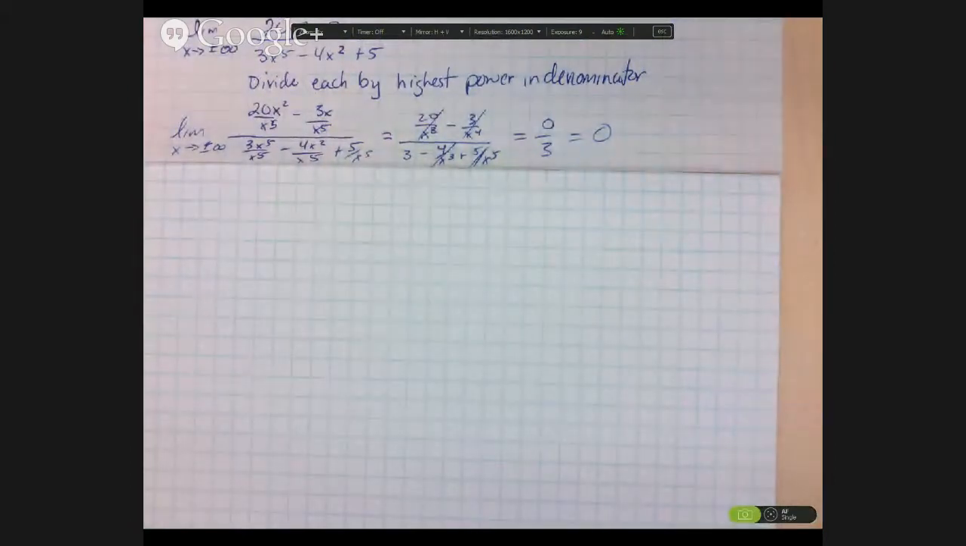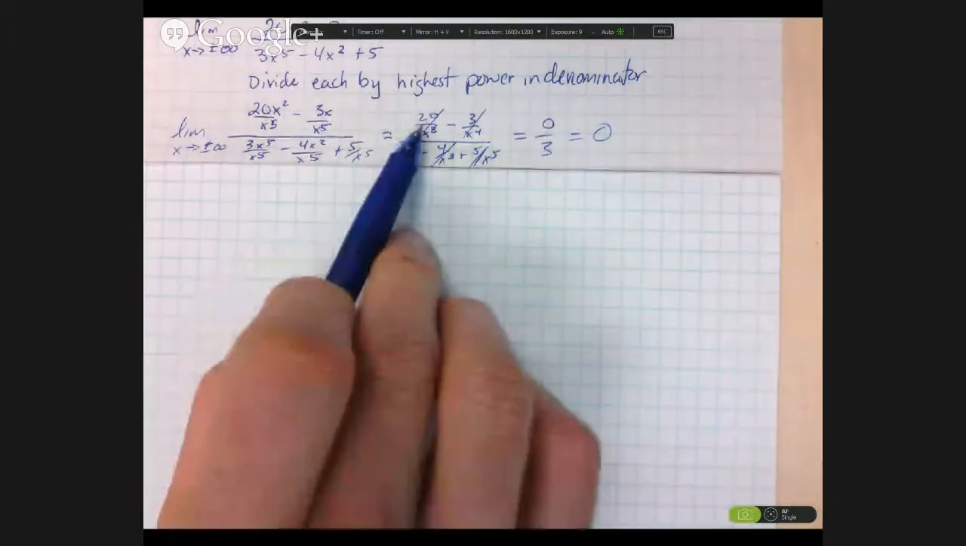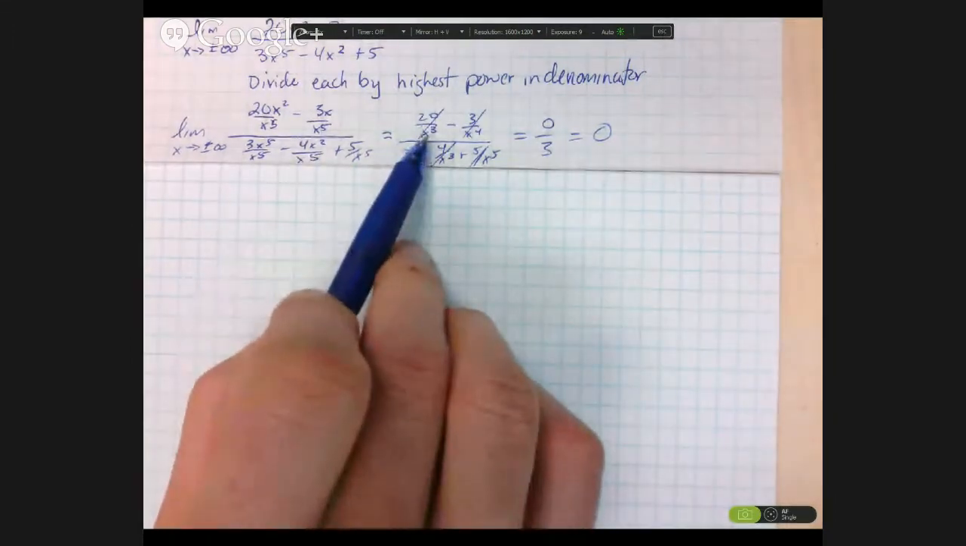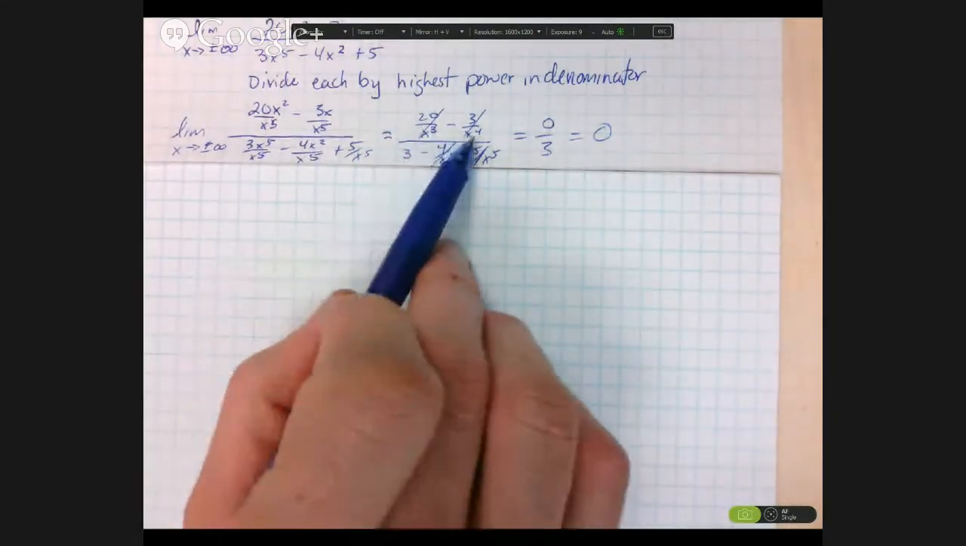Okay, why do you cross out the two top ones? Because they go to 0. 20 over x cubed is 0, 0.